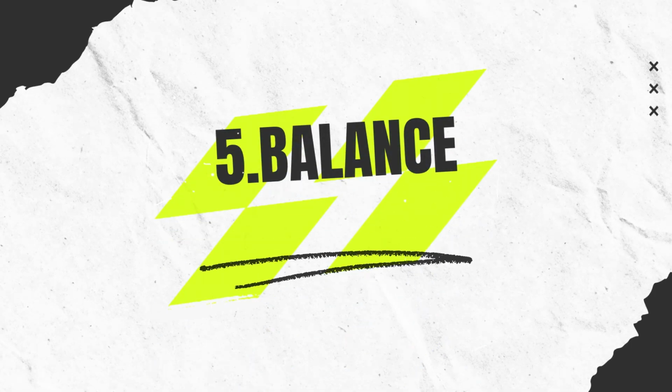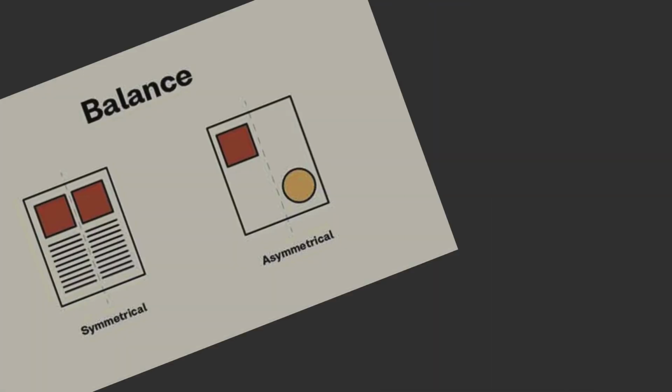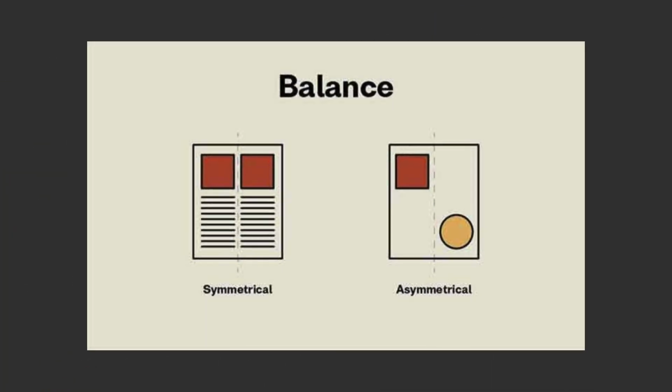The next principle is balance. The balance is essential for a visually pleasing and harmonious layout. So on the left, we can see we have a symmetrical balance, elements mirrored around a central axis to create stability and trust, perfect for formal or corporate sites.